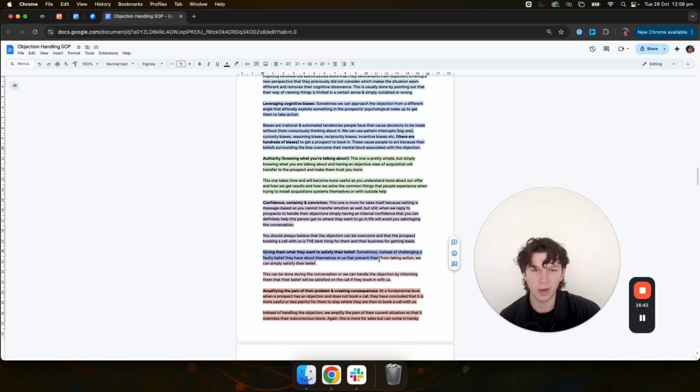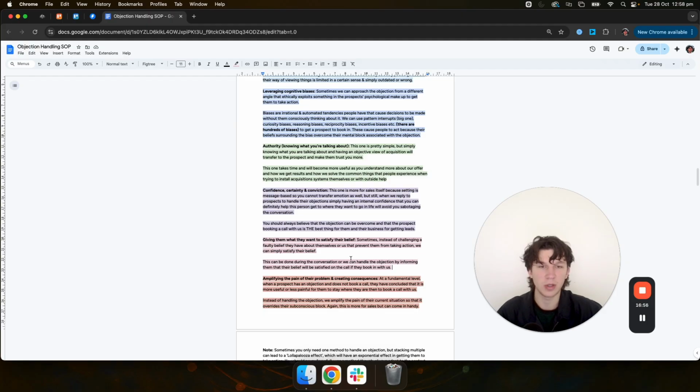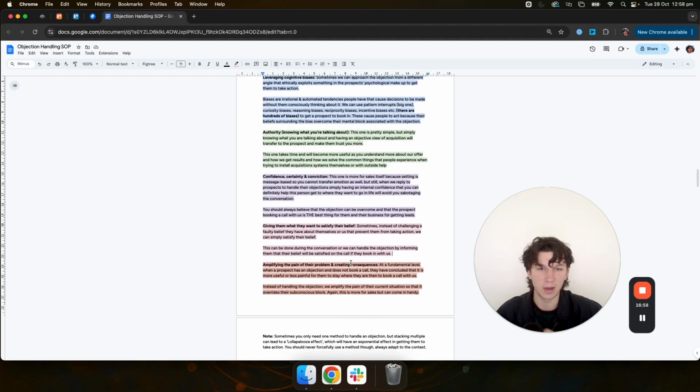This is a cool one, giving them what they want to satisfy their belief. So instead of challenging a faulty belief that they have about themselves or about us that prevents them from taking action, we can simply satisfy their belief, guys. So this can be done during the conversation, or we can handle the objection by informing them that their belief will be satisfied on the call if they book in with us.